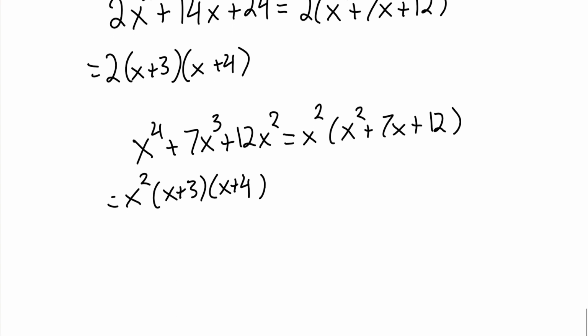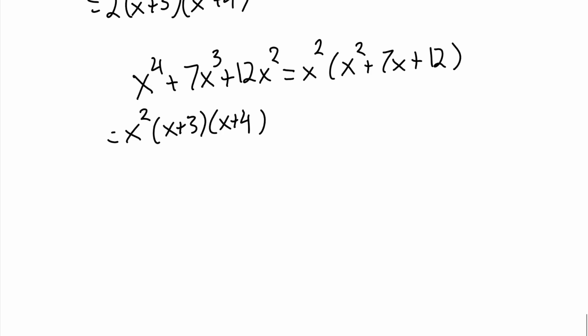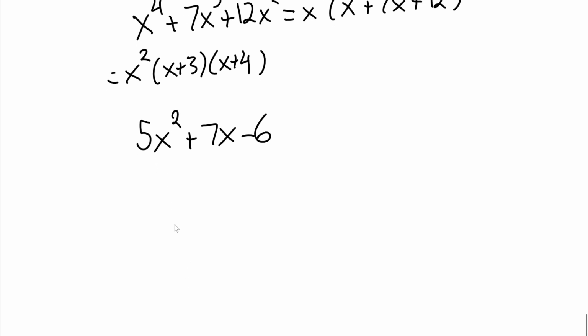Now, of course, that's not always going to work out. There's not always going to be a greatest common factor. So let's now look at a case where there isn't. 5x squared plus 7x minus 6. Okay, now we just have to face this one head on. We have to think, okay, how do we handle this problem?